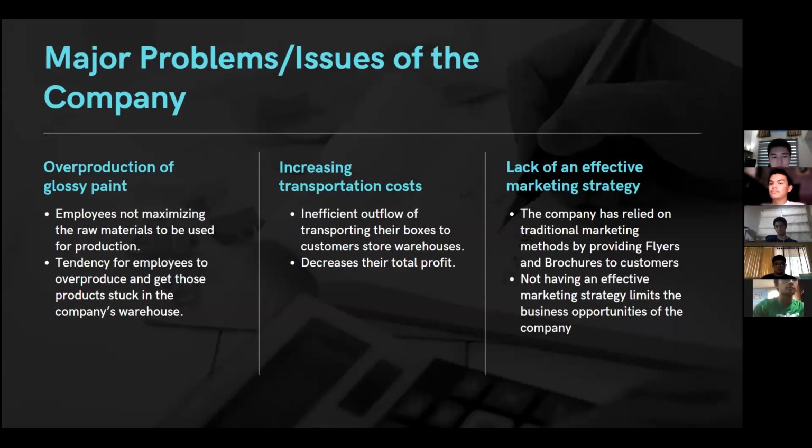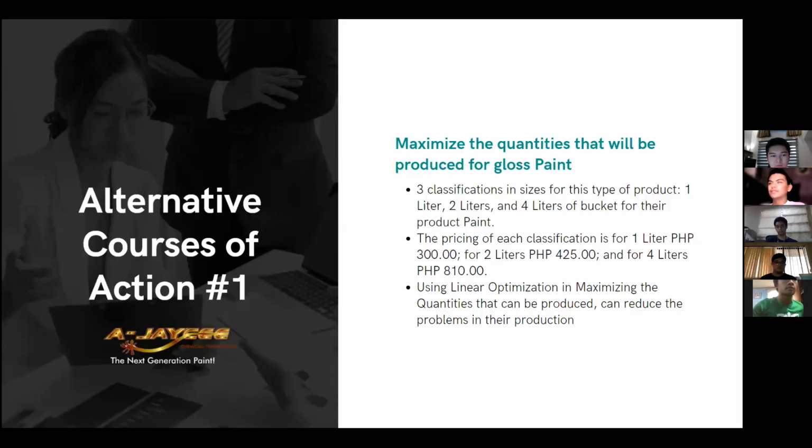Next slide, please. For the first alternative course of action, the group aims to address the problem with excessive production for glossy paint by maximizing the quantities that will be produced through the 7-step process it has for production. The slide shows the prices for every size of glossy paint as well. The group utilized linear optimization and maximization for the spreadsheet model because the goal for this model is to help the company in their decision making with how they can be both quantity and quality wise for glossy paint. Next slide, please.